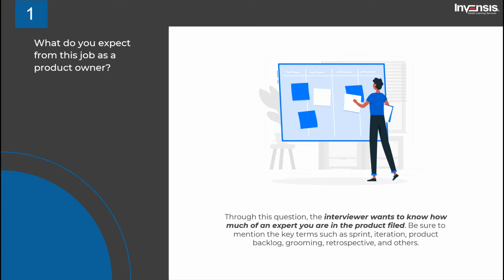There is no specific answer to this question. Each answer will differ depending on the industry, company, and products. However, you should mention a few keywords such as sprint, product backlog, grooming, retrospective, and others. Doing so will prove you have the relevant knowledge and experience. Now, based on your answer, a lot of theory-based questions may be fired your way.